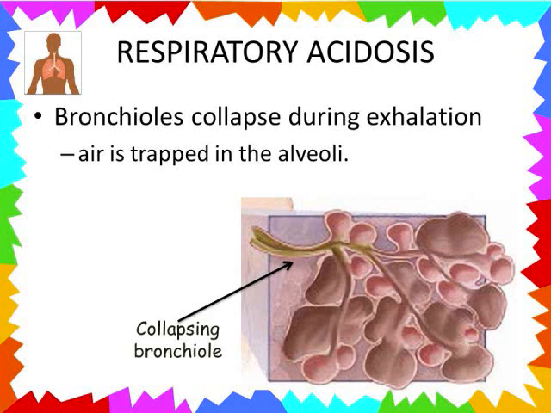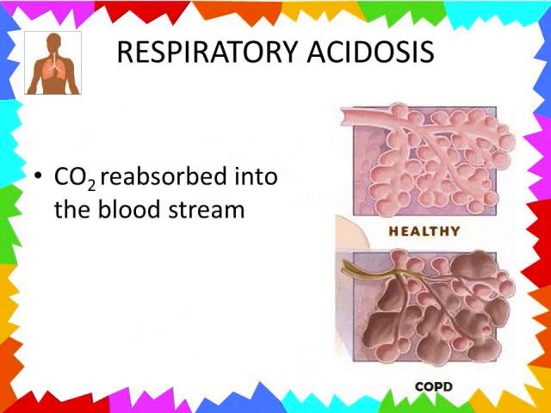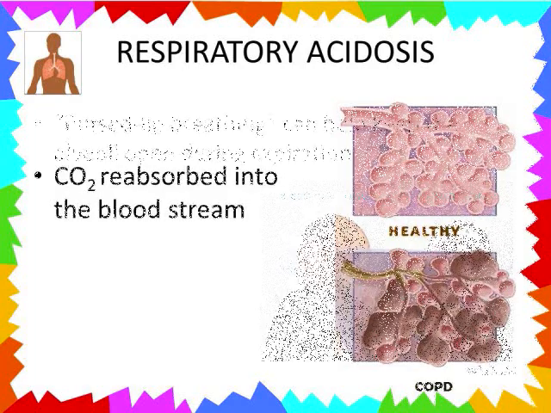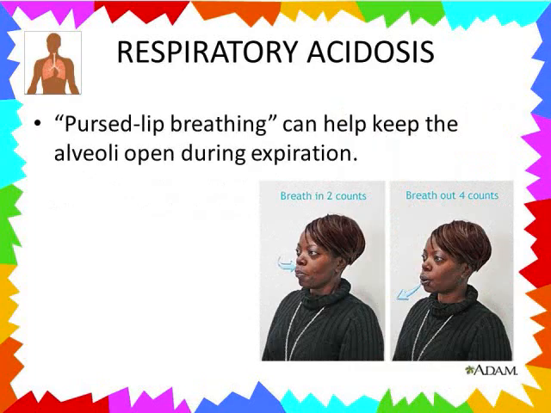The little alveoli just don't have this big squeeze to force the air out, so the bronchioles collapse. So the carbon dioxide that was supposed to be exhaled is trapped in the alveoli and can be reabsorbed into the bloodstream, then causing respiratory acidosis. One of the things that we can do for people with emphysema, COPD, is called pursed lip breathing, and that helps the alveoli to stay open during expiration. And it's similar to what you do when you blow out a candle.